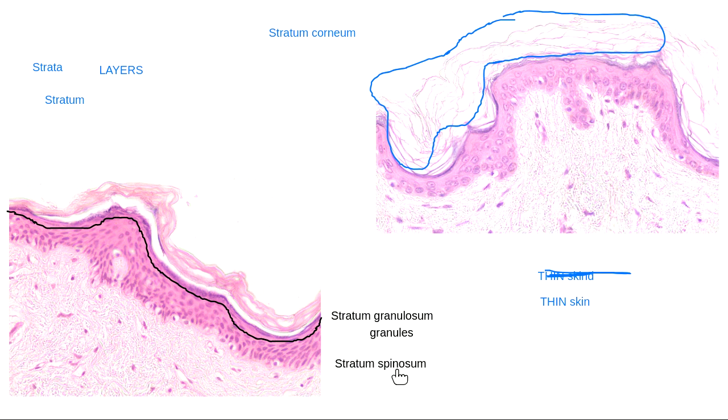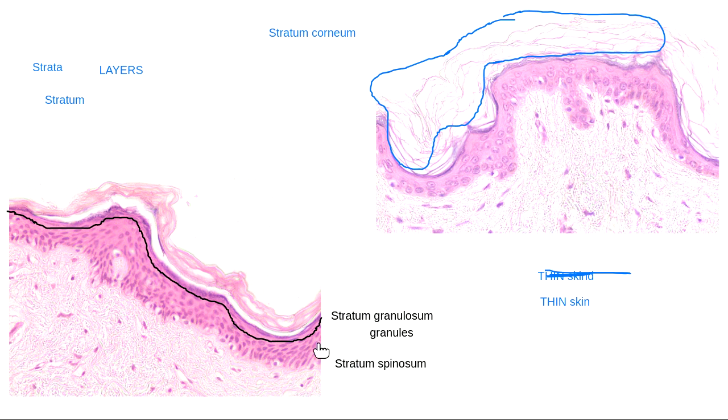We will talk about in lecture how stratum granulosum is the layer where the cells start to die. So that purple layer of cells, they're starting to die. In stratum spinosum, they're still definitely alive and kicking. In stratum corneum, they're completely dead. So we'll point to the layers.